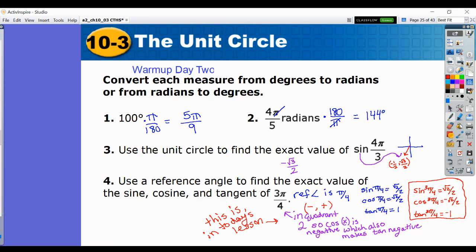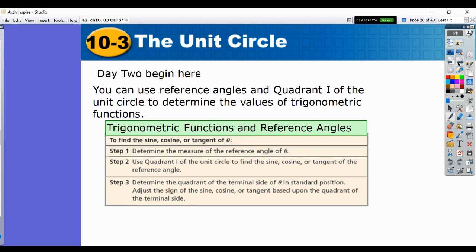All right, let's begin today's lesson. We are going to use reference angles. So we did this back in lesson 10.1. We learned what a reference angle is. So a 30-degree reference angle can happen in quadrant 1 where we have 30 degrees, quadrant 2 at 150, quadrant 3 at 210, or quadrant 4 at 300 degrees. All of these have a 30-degree reference angle.